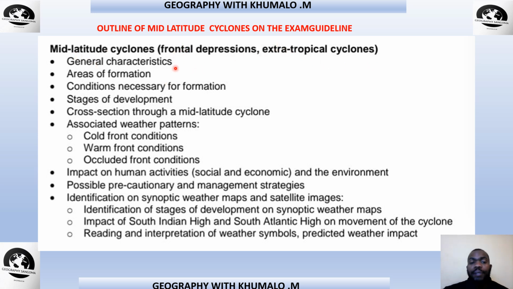There are some names that I'm just going to introduce to you as we go through this revision. You also have to know the general characteristics, the areas of formation, the conditions necessary for the formation, and the stages of development. You have to be able to draw a freehand cross-section through a mid-latitude cyclone or through a cold front, a warm front, a cold front occlusion, a warm front occlusion. Today we are also going to look at the warm front occlusion and the cold front occlusion to understand better, grade 12s, what we mean by them and how we identify them on a diagram or on a synoptic map.